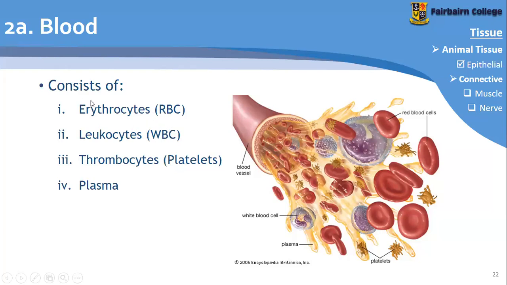So blood consists of different kinds of structures. Two of them are cells, erythrocytes and leukocytes. The third one is thrombocytes, which are cell fragments. They're not quite cells, but cell-like structures. And then plasma, which is the matrix of the blood. So we're going to look at all four of these parts of the blood now in more depth.